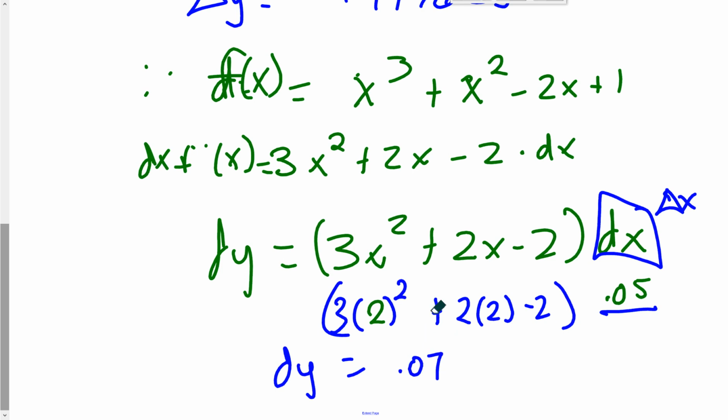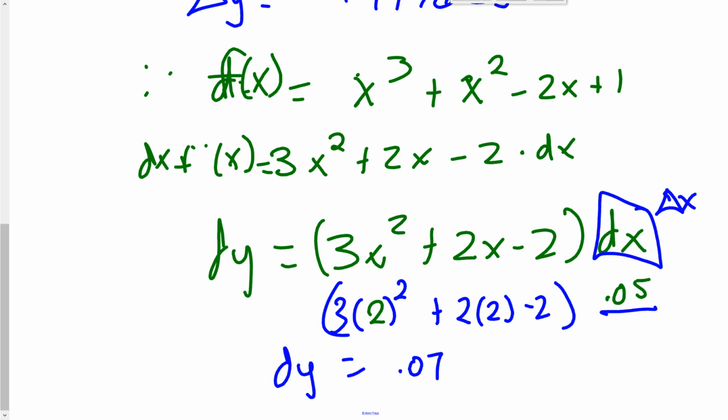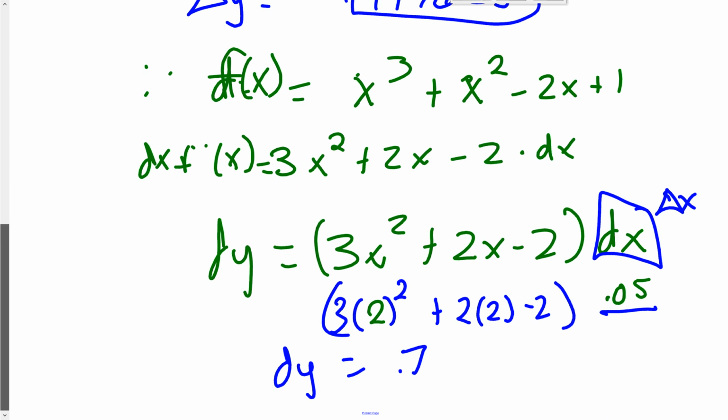And so solving that, it just becomes 0.07. And so we can compare the two. 0.07, this is not 0.07, 0.7. So we can see it's pretty close. 0.7 is dy, and the change in y was 0.71. So pretty close. So instead of just finding the change in y, we can find dy, and it's a lot easier to do.